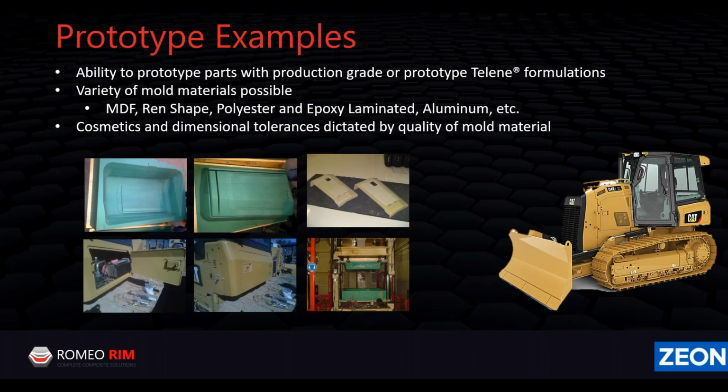geometry, dimensional tolerances, etc. What you see on the screen right now is an example of a part that was done for a tracked bulldozer vehicle that was done with wrench shape, CNC wrench shape tools, and about, I think, a dozen or 15 parts were generated for field trials and actual validation and testing in the field on this particular tractor. But there's any number of different examples.